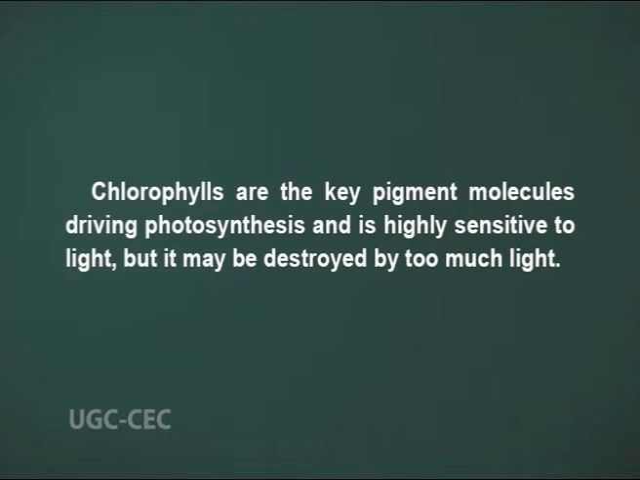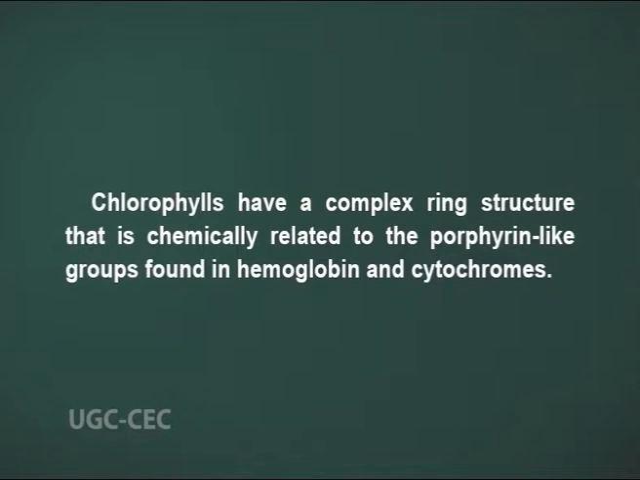Chlorophyll A is the main photosynthetic pigment that participates directly in the light-dependent reaction of photosynthesis and is found in almost all the photosynthetic organisms. Chlorophylls are the key pigment molecules driving photosynthesis and are highly sensitive to light, but may be destroyed by too much light. Chlorophylls have a complex ring structure that is chemically related to the porphyrin-like groups found in hemoglobin and cytochromes. This porphyrin ring is a stable molecule where electrons are loosely bound.